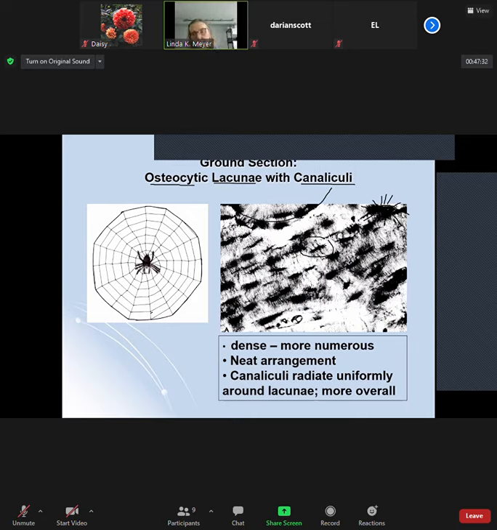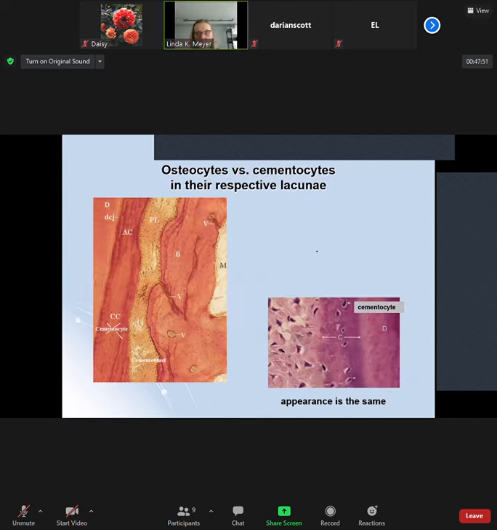So I can more easily tell bone on a ground section compared to cementum, because we're going to see the lacunae and canaliculi look different. Okay, so let's do the comparison with cementum now.